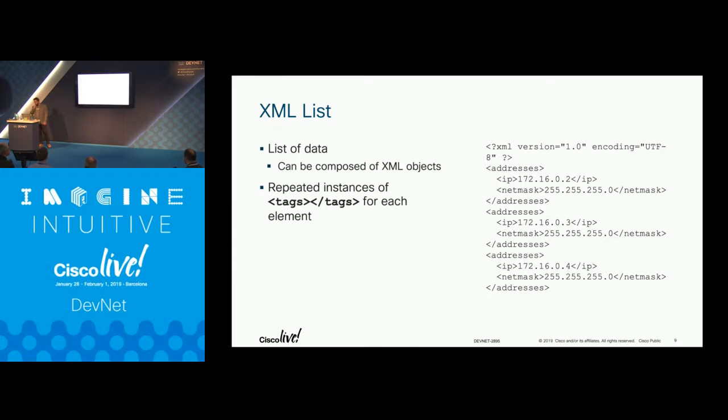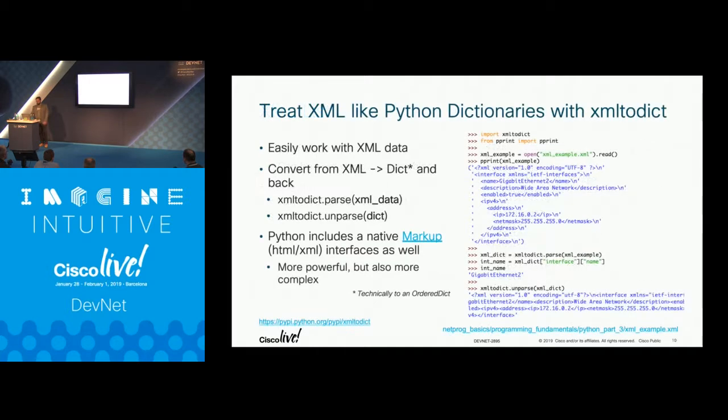We can also do lists of things within items, and then each individual, say we have multiple IP addresses for a particular interface, we can list those addresses out. Each address, though, has to be encapsulated within that address tag, right? And then we can define our IP and net mask within that as well. Pretty straightforward, though, right? Any confusion?